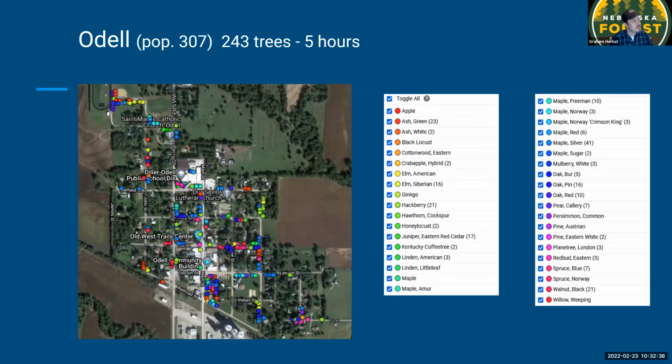So let's just give you a sense of what the scope is like. Here's an inventory I did last summer for Odell, a pretty small community. There were 243 trees that I collected data for. It took the better part of half a day. By the time you add travel time down there and back, it's mostly a day to do an inventory of this size. As you see on the right, we have a legend for color coding of what species of tree were in there. If there's no number next to that species, that means that there's just one. And otherwise, there will be a number next to it telling you how many of those trees were included in the inventory.